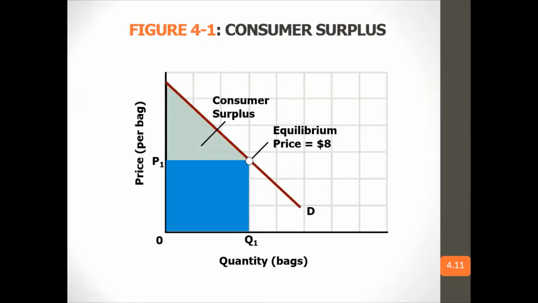So that's right here. This triangle is consumer surplus. And to get the area of this, you've got to do base times height over 2. Consumer surplus, triangle area. So that's how you do that.